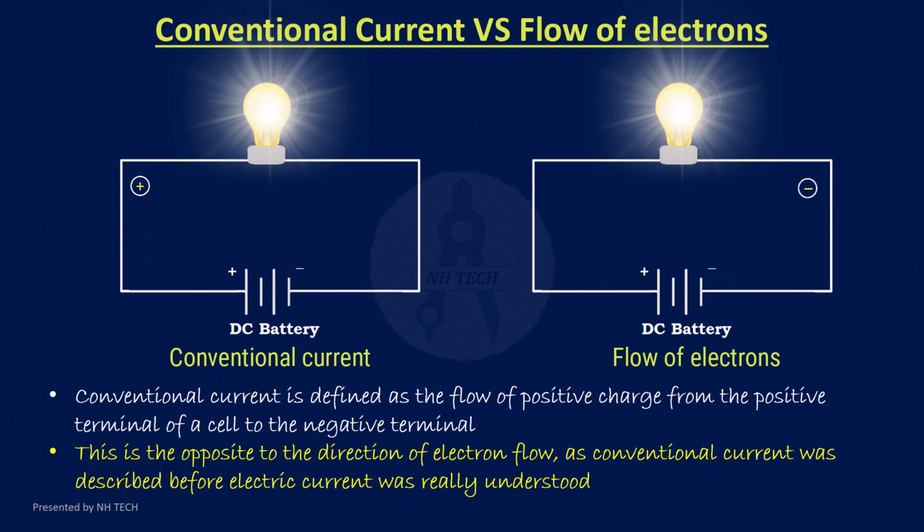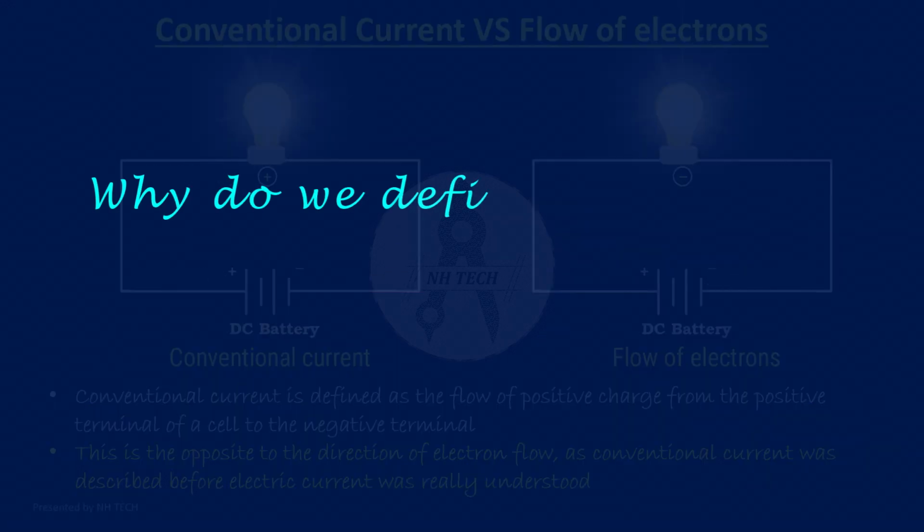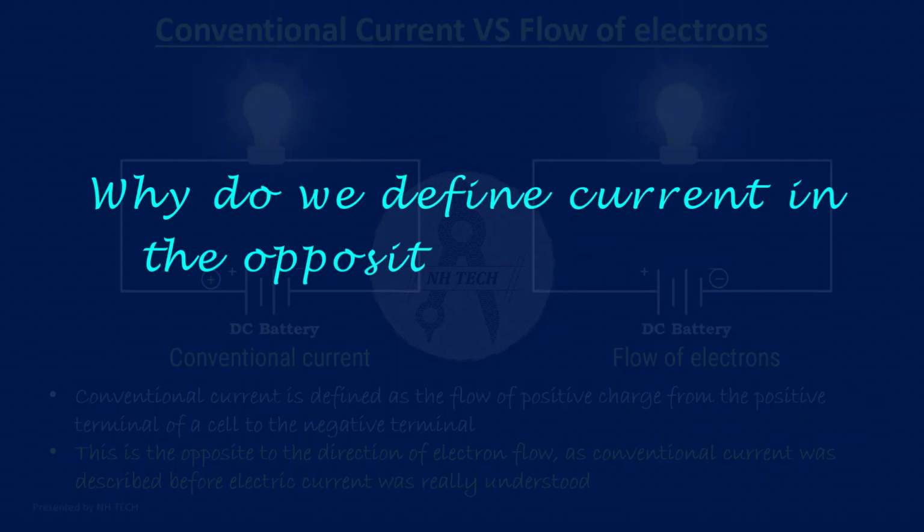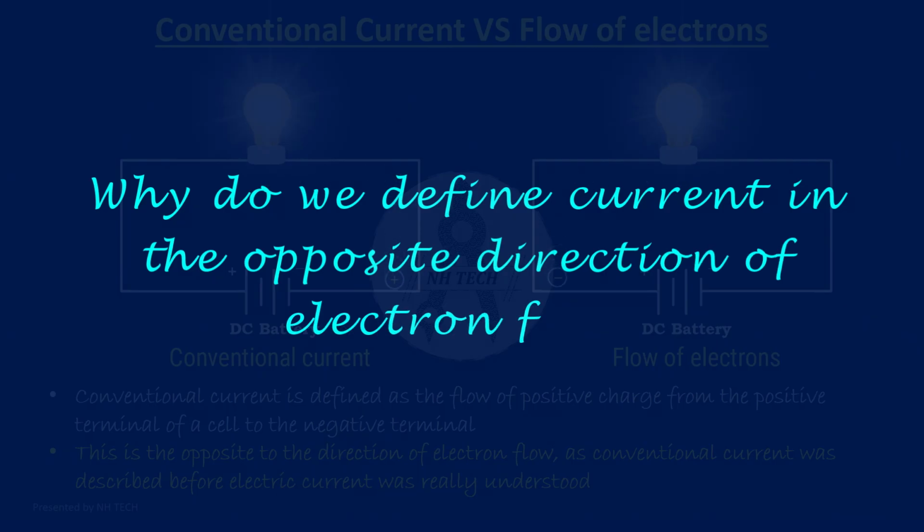The next topic is conventional current. The current that flows from positive terminal of battery to negative terminal of battery is termed conventional current. However, in the case of metals, the actual flow of current is due to electrons. Electrons carry a negative charge, so they move from the negative terminal of the battery towards the positive terminal, as opposite charges attract. This leads to a question: why do we define current in the opposite direction of electron flow?